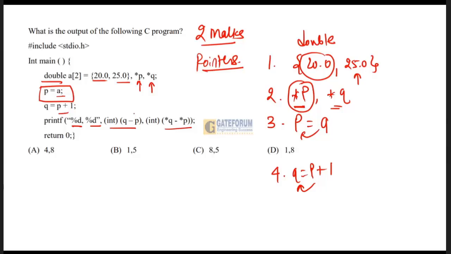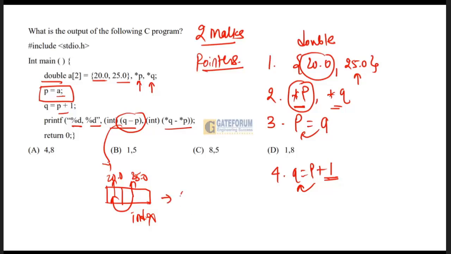After that, if you can see here, we print Q minus P. So if we are going to print Q minus P, it simply means that we are subtracting their indexes. 20 is stored here and 25 is stored here, in double format, and we are subtracting their indexes. Obviously there is a one index difference, because the next element is just at the next place. So the difference of their indexes will be 1.